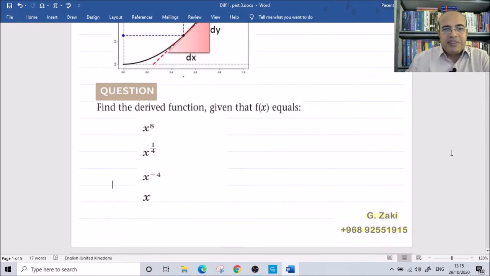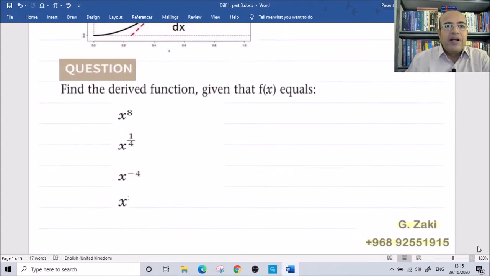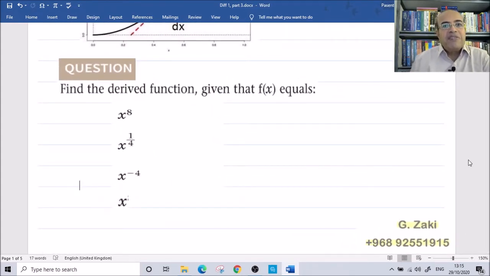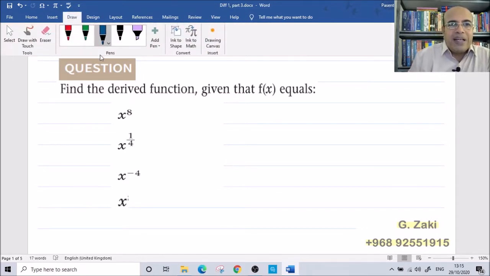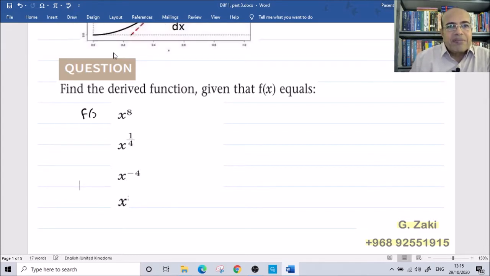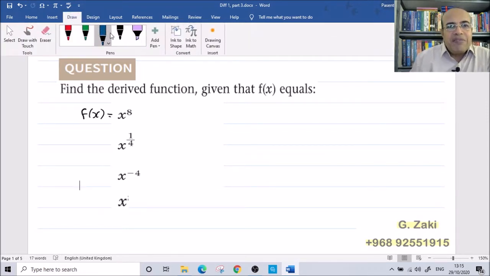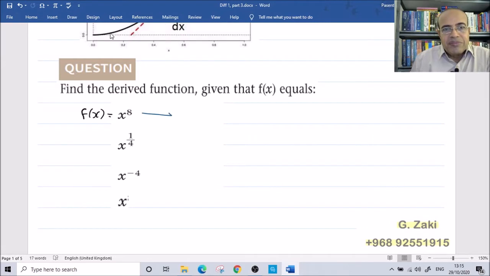For example, find the derived function given that f of x equals x to the power 8. So in that one, we need f dash. So this is f of x. So when f of x equals x to the power 8, we write the derived function denoted by f dash x. So 8 comes down and we reduce 1 from the power. 8 minus 1, it's 7.